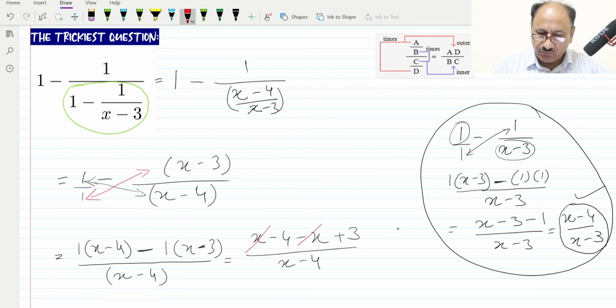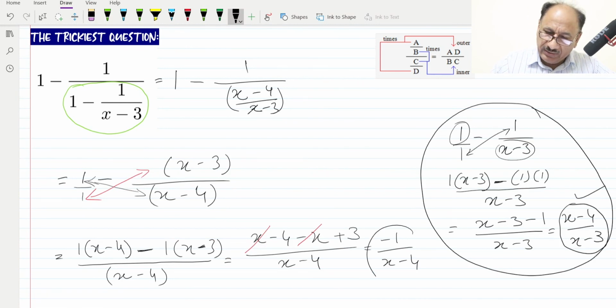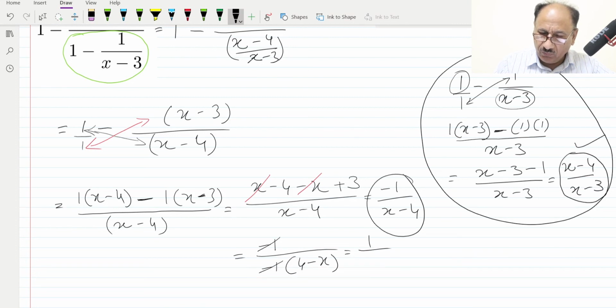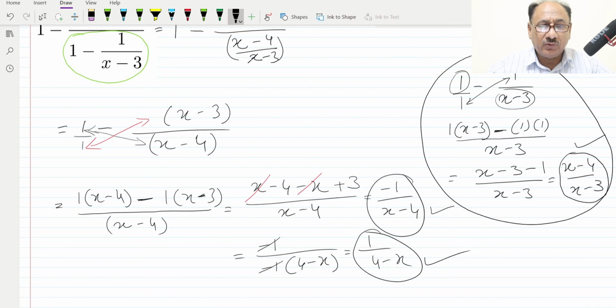We cancel plus x with minus x, and the remaining, minus 4 plus 3, will be minus 1 over x minus 4. We can write this as the answer, or we can accommodate the minus also and rewrite the final answer. For example, minus 1 over, we can take minus 1 common from here and write 4 minus x, and we can cancel these two. Our answer will be 1 over 4 minus x. So this can be the answer or this can be the answer, both are correct. Hopefully you understood this. This was a little tricky question.